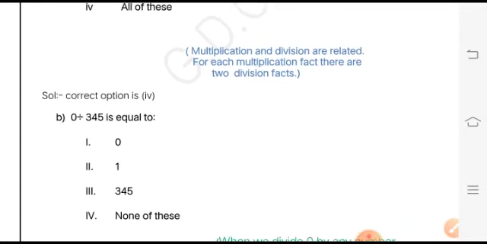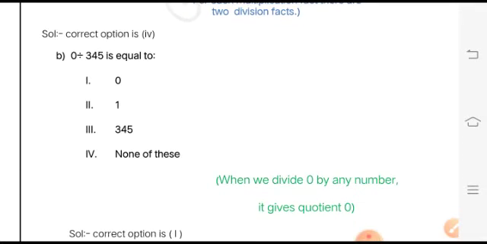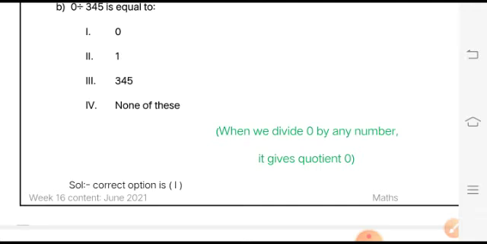Next is, as everybody knows, that whenever we divide 0 by any number, we always get quotient 0. So the correct option for B part is the first one, it's 0.